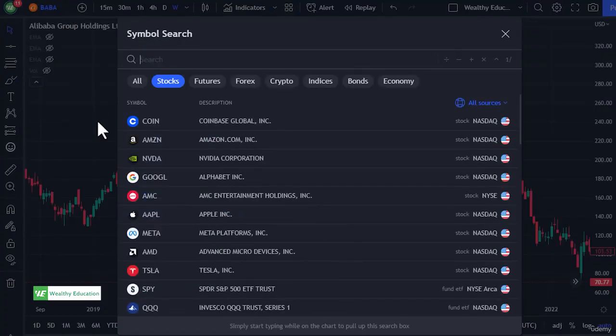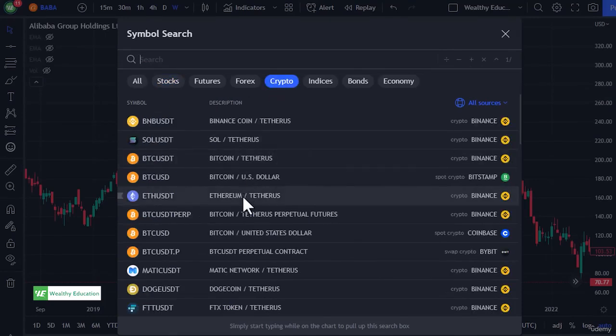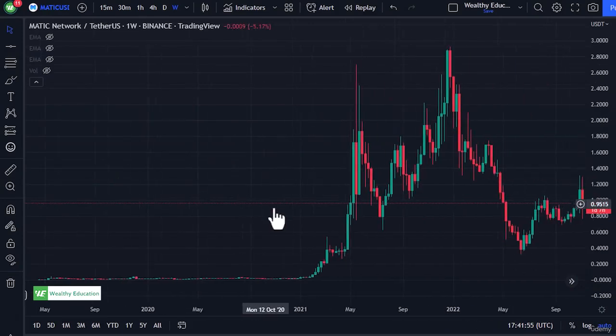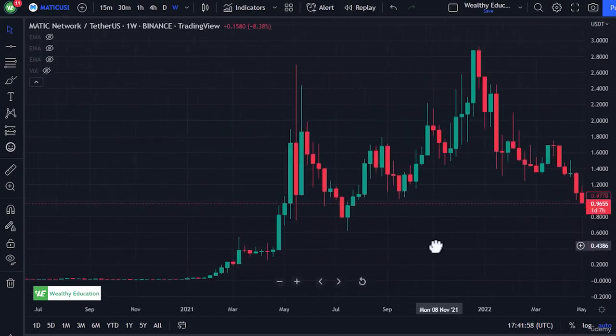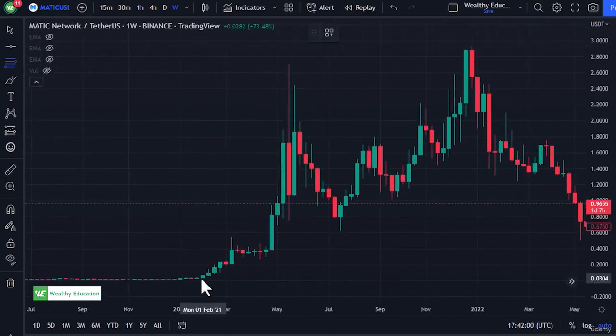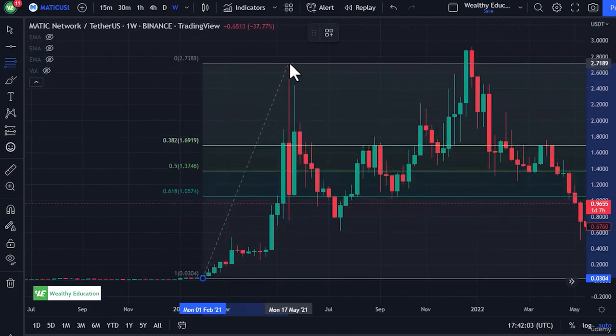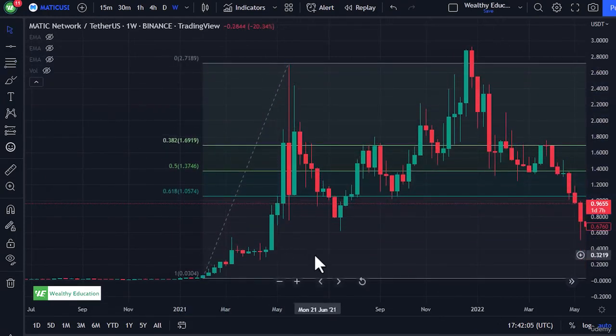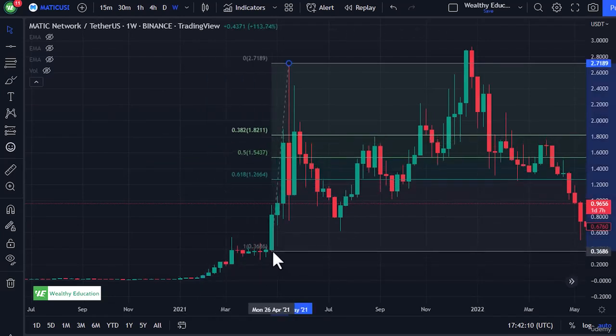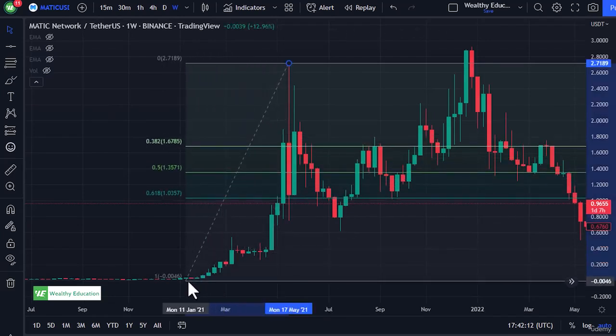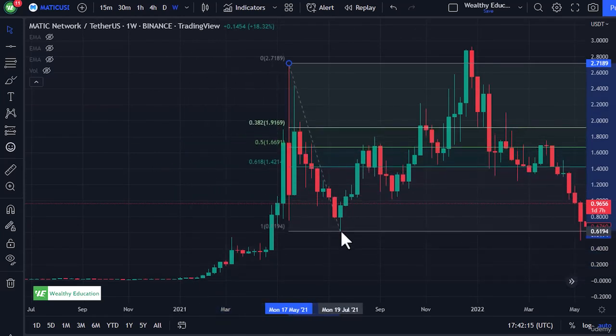So let's go from Alibaba to something crypto. So you can see here that we blew through the 61.8% level. So it doesn't mean that it has to work. And in fact, it didn't there. The problem is now that we're clearly in a downtrend, we've pulled back to the 50% Fibonacci retracement level and then went higher.